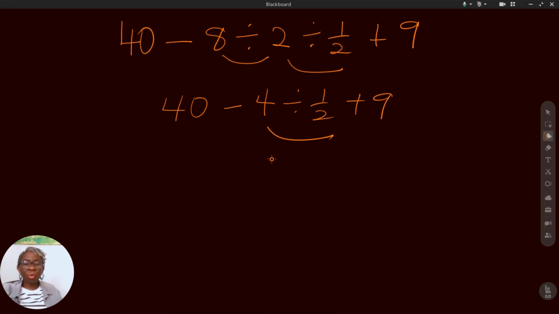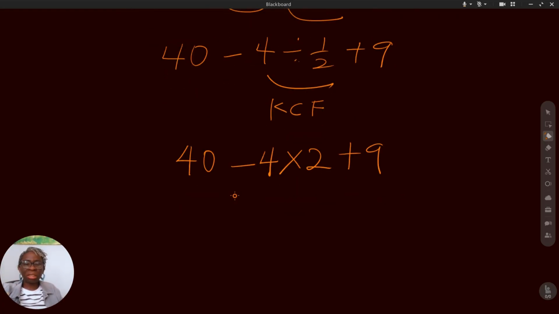So this is where we use the keep, change, and flip rule. We keep the 4, so that we have 40 minus 4. We change the operation to multiplication, and we flip the fraction. 1 over 2 becomes 2 over 1, and that is 2. And then we have plus 9. Now we can multiply. So this gives 40 minus 8, then plus 9.